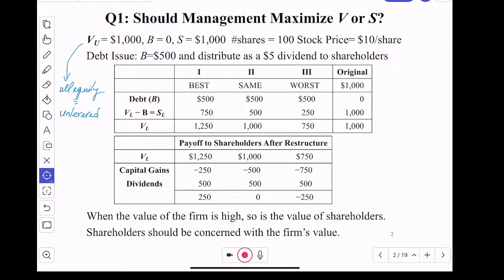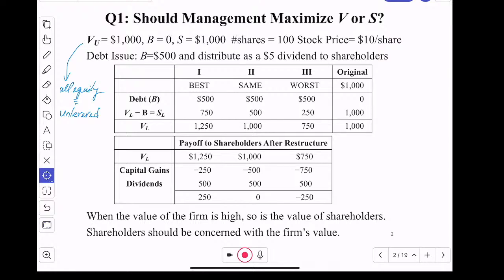Okay, so that's the best case. In the best case, it looks like the value goes up of the firm. At the same time, the value or the payoff to shareholders is positive. So they reinforce each other. In this case, the value of the firm coincides with the value increase value to shareholders.